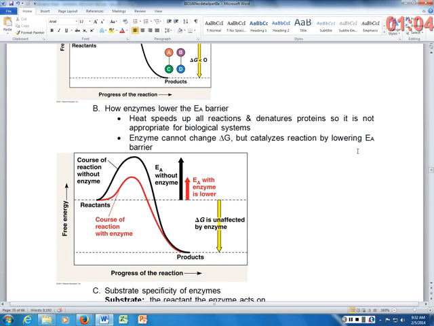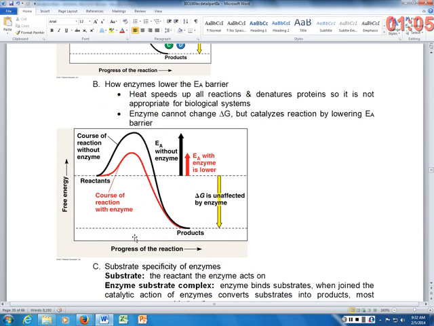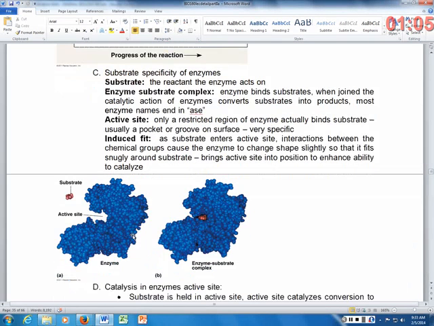So the enzymes don't actually change delta G, but what they do is they lower that activation energy barrier. So if you had to do this much work to get it started without an enzyme, with an enzyme, it only takes this much work. It makes it easier to get it started. So does that whole idea of activation energy make sense? It's kind of the hill you have to go over to get started.